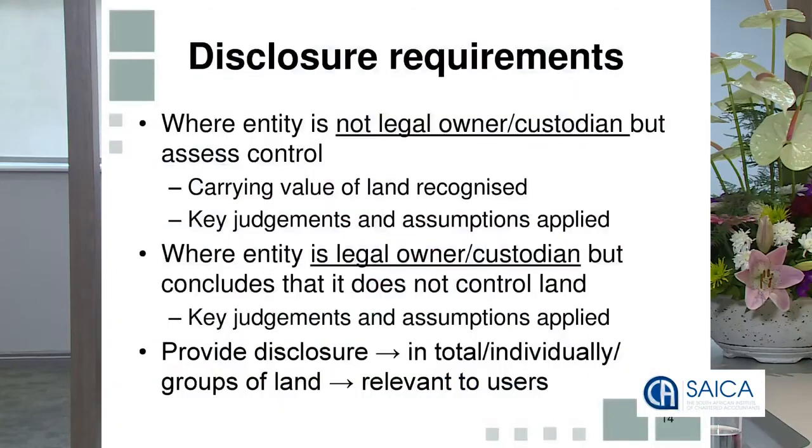In relation to the disclosure requirements, the IGRAP requires that where the entity is not the legal owner or not the custodian of the land, but control has been assessed, that disclosure should be provided around the carrying value of the land that is recognized as its assets. In addition, the entity also needs to provide key judgments and assumptions applied in order to assess control. Where the entity is the legal owner or the custodian of the land but concludes that it does not control the land, again disclosures need to be provided around the key judgments and assumptions applied. What's been included in ED 151 is to explain that these disclosures could be provided in totality, individually, or per groups of land, as long as it provides relevant information to the users of the financial statements.